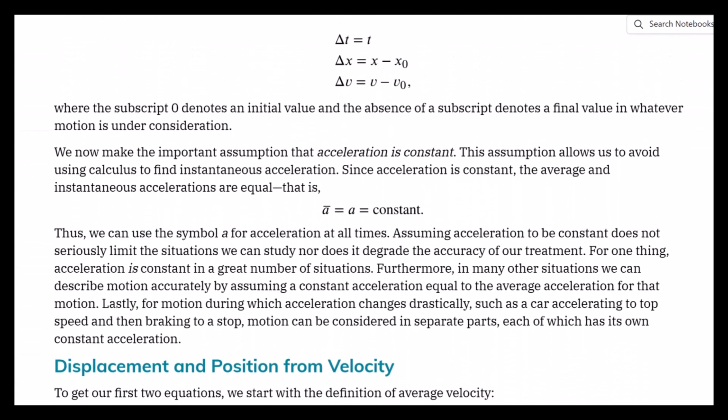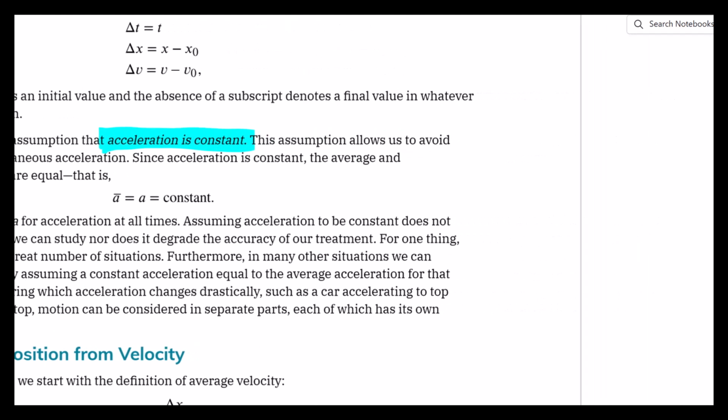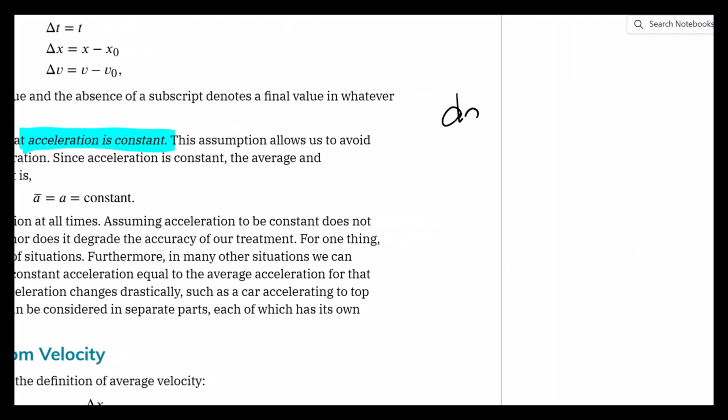Okay, now another big assumption that we're going to take is that acceleration is constant. That means it does not change with respect to time. So in calculus, the way that we would write that is d acceleration dt is equal to 0. Okay, got it?